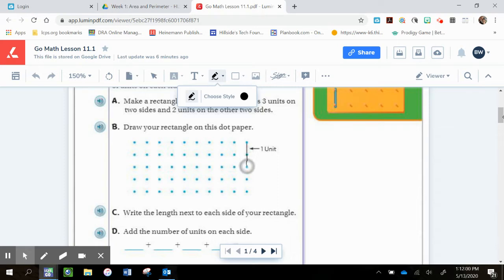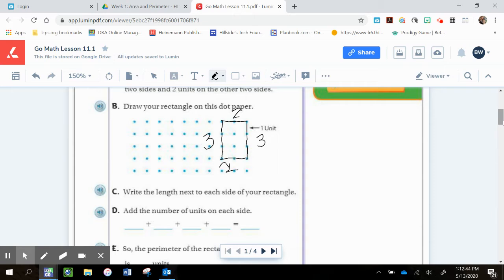So we have 1, 2, and 3 on this side. We'll put 1, 2 here. So we have 2 sides with 3, 2 sides with 2. This is also going to be a side with 3 and a side with 2. And I'm going to label my sides. So this side has 3 units. This side has 2 units. This side has 3. And this side has 2. So that's what we did for C, writing the length next to each side of our rectangle. And we're using unit here.